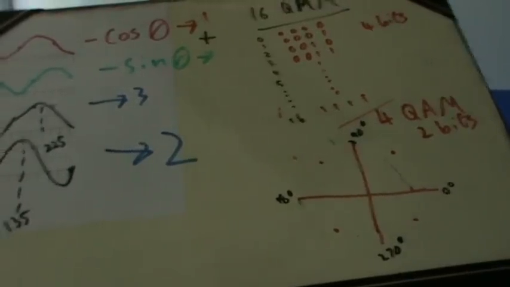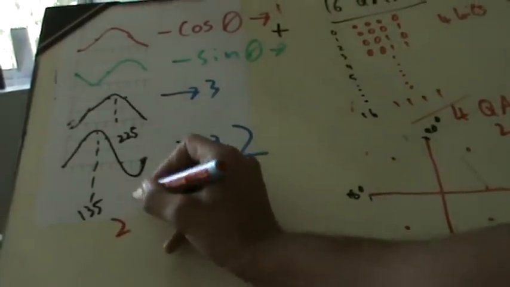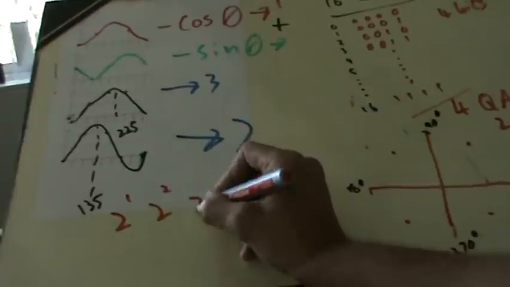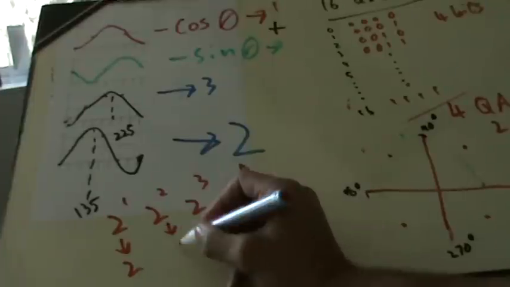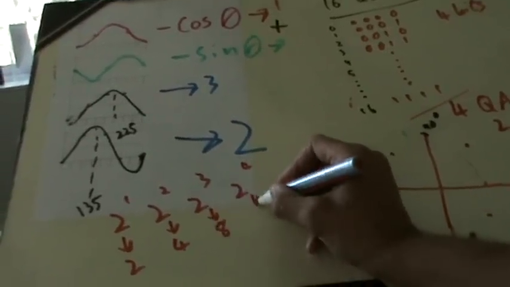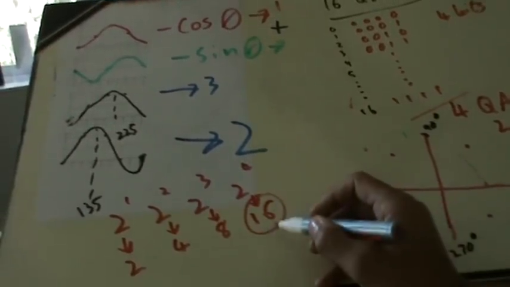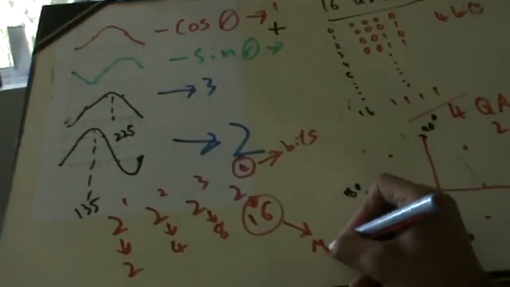Easy way to remember this, let's just go down here. If we have 2 to the power of 1, 2 to the power of 2, 2 to the power of 3, 2 to the power of 4, okay. What is 2 to the power of 1? 2. What's 2 to the power of 2? 4. What's 2 to the power of 3? 8. What's 2 to the power of 4? 16. 16 QAM is represented by 4 bits. It all coincides together. So what you're always doing here, you're just culminating all these little tiny bits of maths that you've been using throughout the years. 16 mapping points, 4 bits.